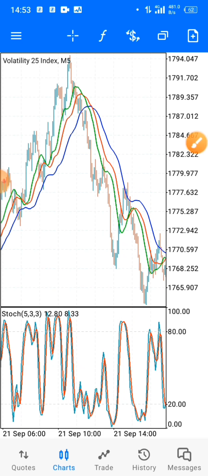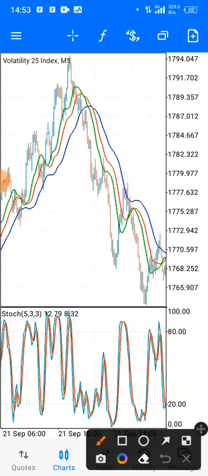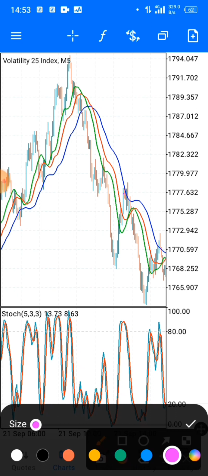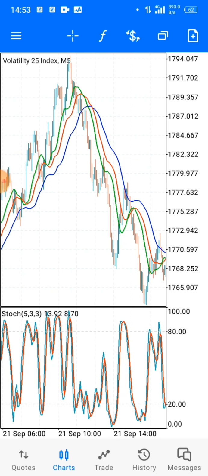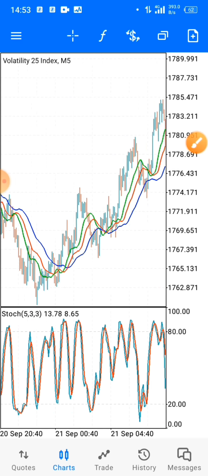Okay, let me remove it. So here we've got our entry somewhere in here, right? Our stop loss is somewhere here, right? And our take profit was here, right? When the stochastic crosses for a buy. So this was some massive pips right there. So that's what you'll be doing, right?